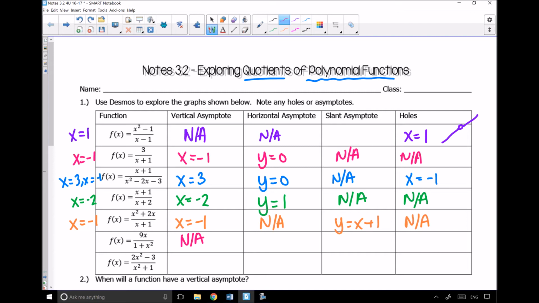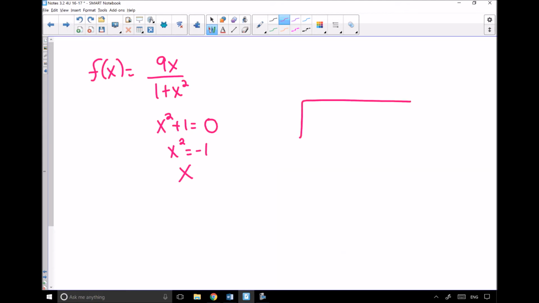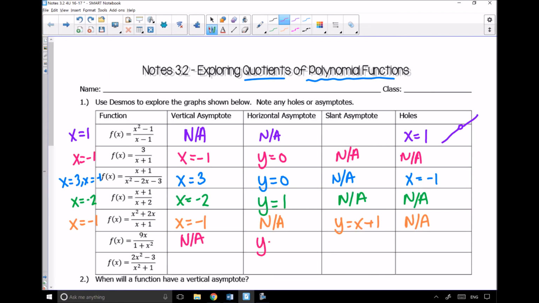Now, for my horizontal asymptote, remember, to figure this out, I just have to do my long division. So let's go ahead and do some long division right here. I'm going to see how many times 1 plus x squared will go into 9x. But instead of 1 plus x squared, we need to say x squared plus 1 right here. So how many times does x squared plus 1 go into 9x, or specifically x squared go into 9x? 0 times. So I would expect to have a horizontal asymptote at y equals 0.